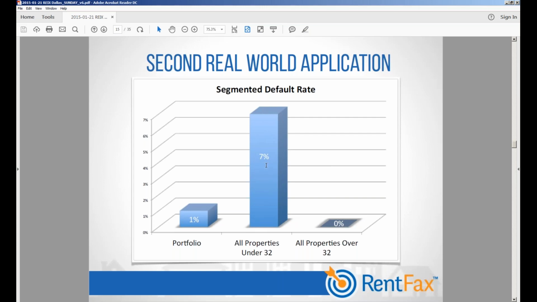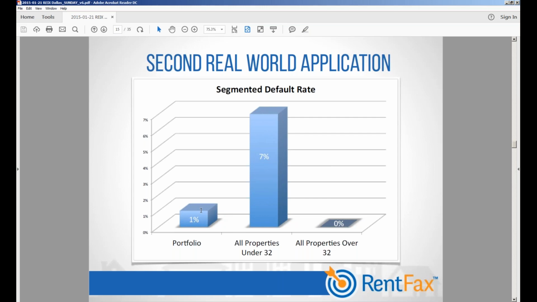So that would be astronomically high. It would be extremely difficult if you were a lender or a note buyer to successfully operate at a default rate that high. But when we look at the default rate for properties over it, none. No properties over 32 had defaulted or gone into foreclosure at that point. So segmenting that portfolio really tells the tale.